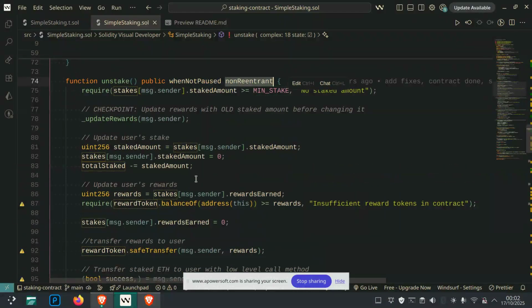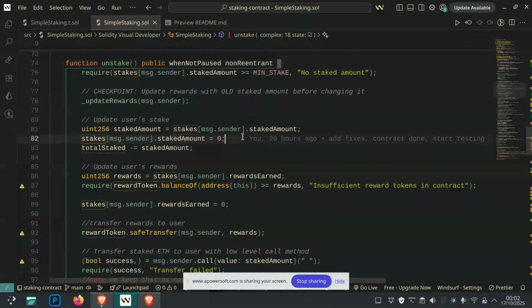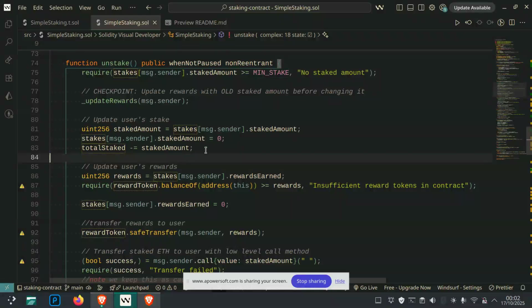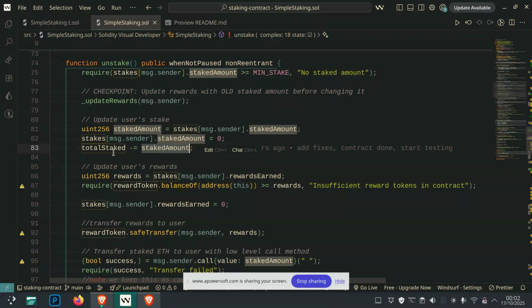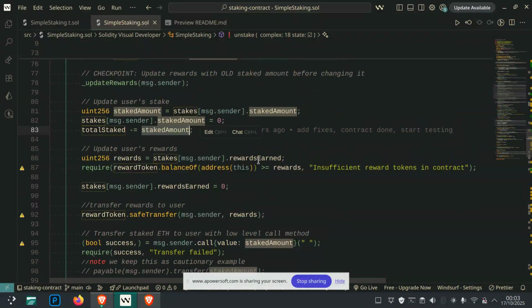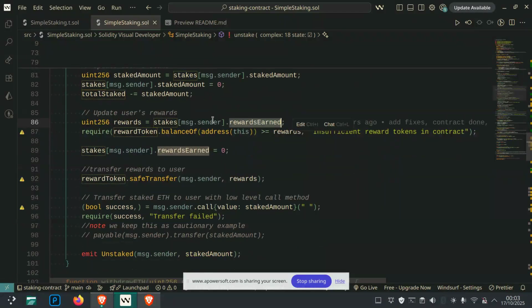In the unstake function, the user takes everything they have. Okay, they just leave the protocol pretty much. So we zero their staked amount and subtract the staked amount from the total staked. Now we update the user's rewards. We get the user's rewards earned.